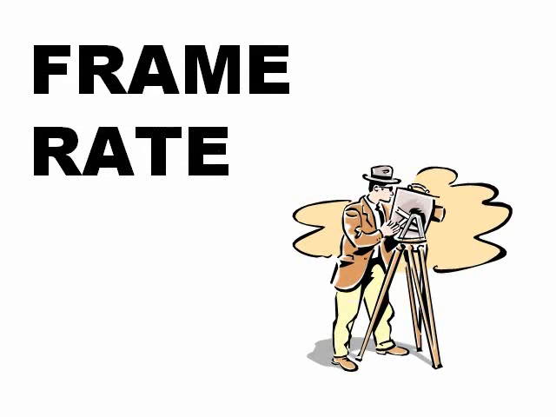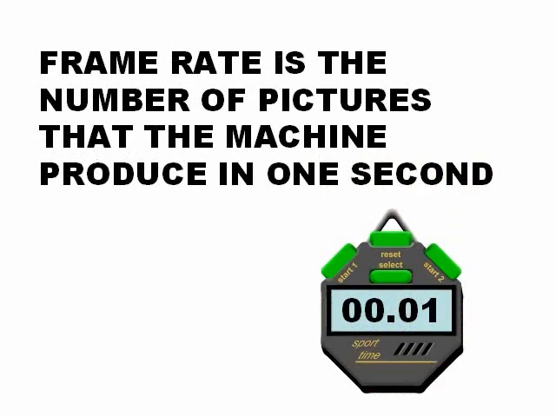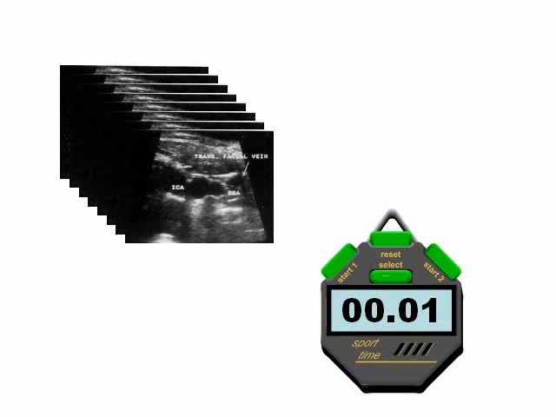Frame rate. Frame rate is the number of pictures that the display shows in 1 second. Look at the example. One line, two, and when the machine covers all the screen, it's called one frame.